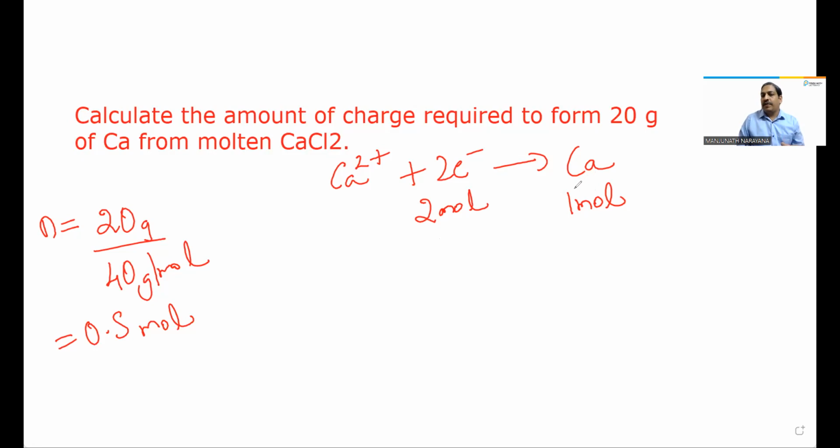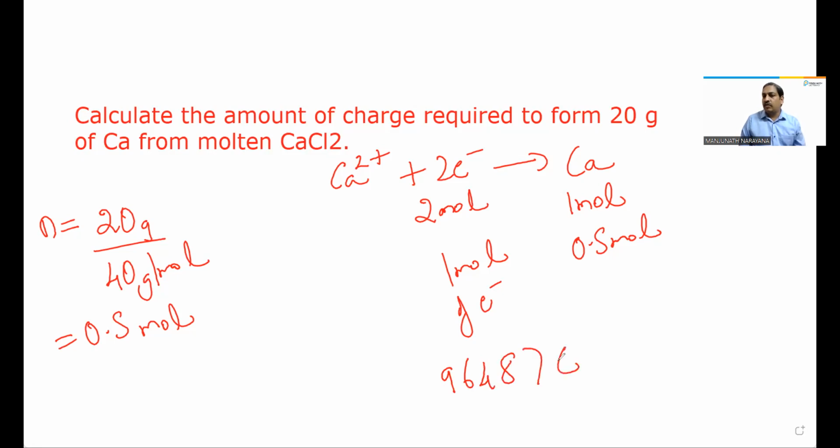So for 1 mole of calcium, 2 moles of electrons are required. Therefore, for 0.5 mole of calcium, we need 1 mole of electron. And the charge due to 1 mole of electron is 96,487 coulomb. So formation of 20 gram of calcium requires 96,487 coulomb charge. Okay, so that's it.